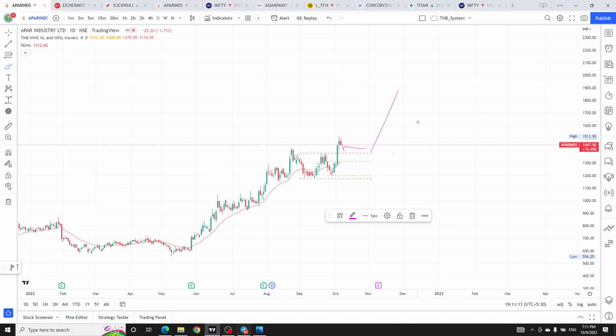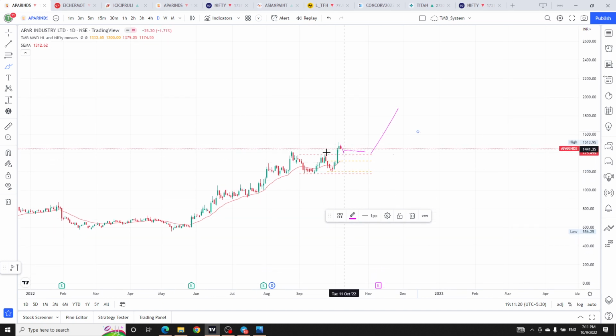That's all about APAR Industries. Please do your own research before taking any position. This stock is good, so try to study it and take the entries.